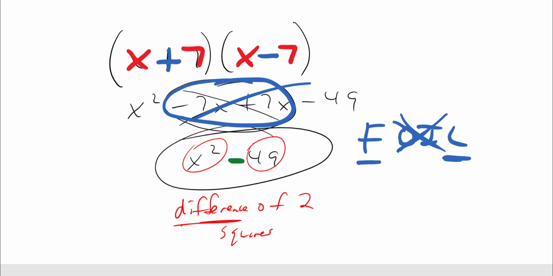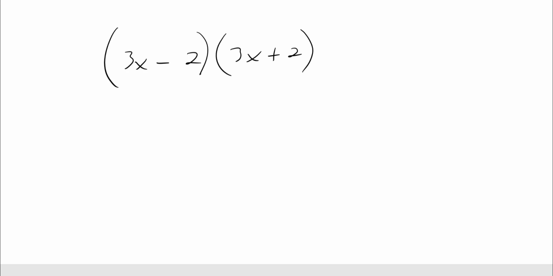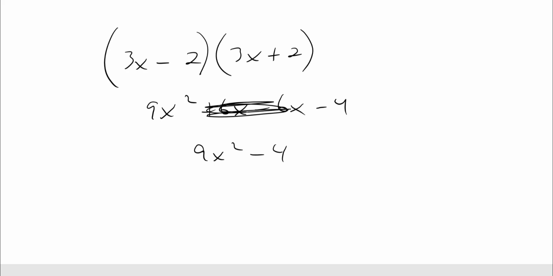So let's just try another one here real quickly. If I give you guys 3x minus 2 times 3x plus 2. So I know it's going to be a difference of two squares because it's 3x and 2. Same thing for both of them, one's plus, one's minus. So watch, if I do first, 3x times 3x is 9x squared. Outer plus 6x, inner minus 6x, see how it's going to cancel, and last is minus 4. So my answer is 9x squared minus 4, because these guys canceled out. Okay, so again, difference of two squares, difference of two perfect squares.